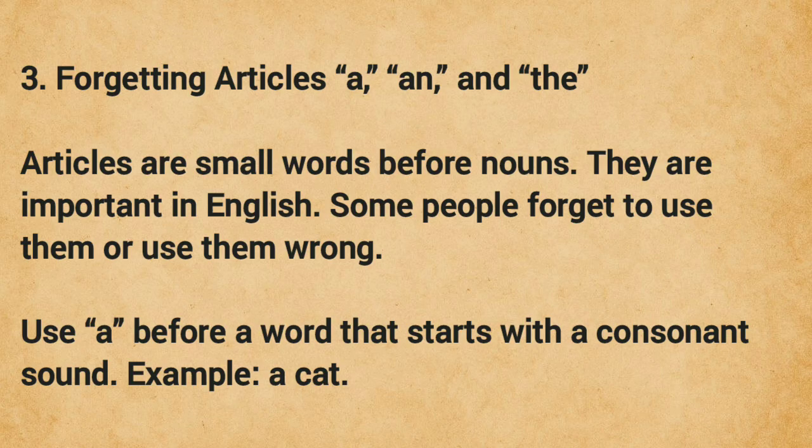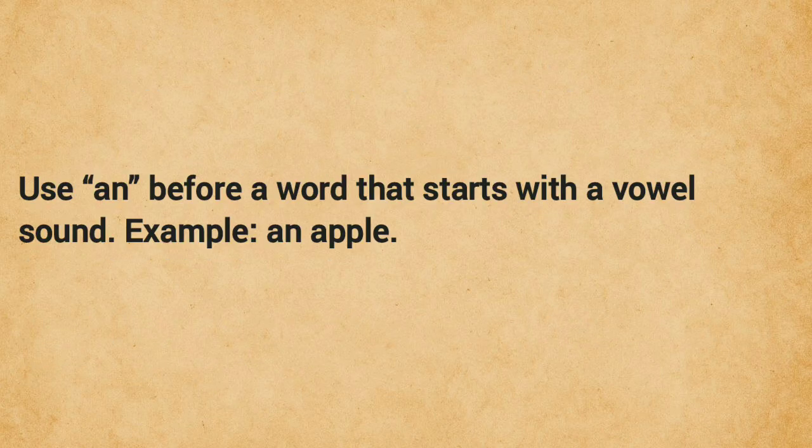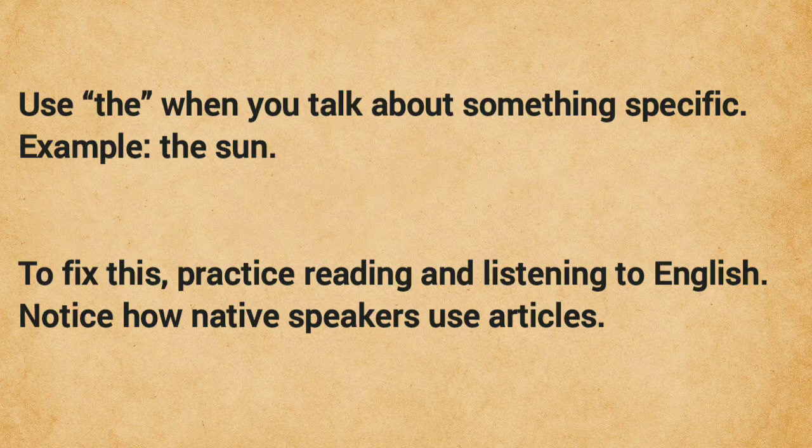Use "a" before a word that starts with a consonant sound. Example, "a cat." Use "an" before a word that starts with a vowel sound. Example, "an apple." Use "the" when you talk about something specific. Example, "the sun." To fix this, practice reading and listening to English. Notice how native speakers use articles.